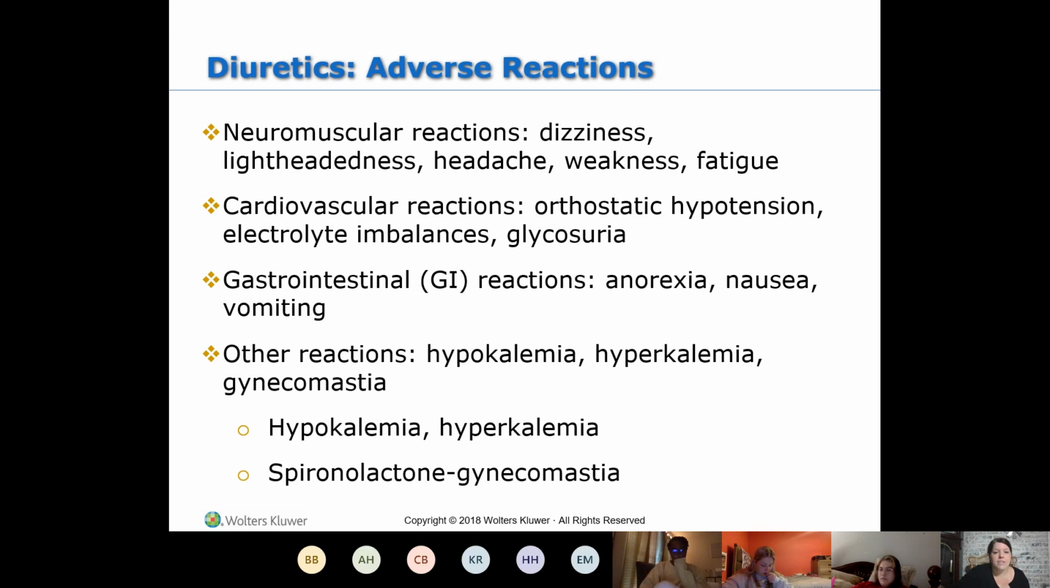All right, adverse reactions. We've already talked about a few, and they're going to be similar to what we talked about with high blood pressure medications because of the secondary effect of lowering the blood pressure. So it could cause dizziness, lightheadedness, headache, weakness, and fatigue. All of those you can rationalize, right? We're getting rid of a little too much. Have you ever been a little bit dehydrated and experienced all of those things? Cardiovascular reactions could include orthostatic hypotension.